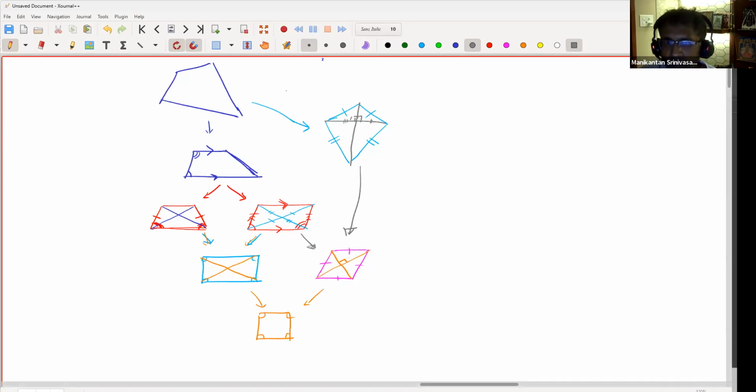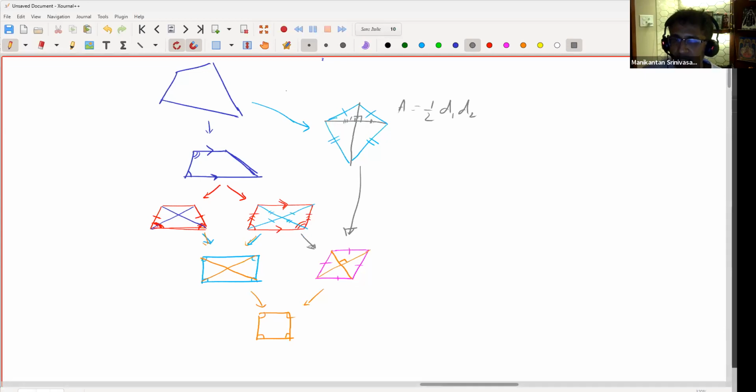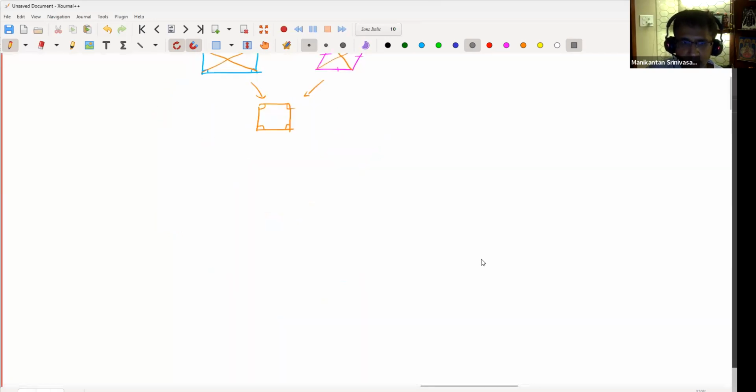Okay, and whenever the two diagonals are perpendicular, you can use the formula half d1 d2 for finding the area. So the area for a kite is half d1 d2, which you can apply for a rhombus also because a rhombus is a special kite. Okay, all of this is just revision, right? All of you know these properties. Just wanted to make sure that we have covered this, right? Now let's move on to circles.